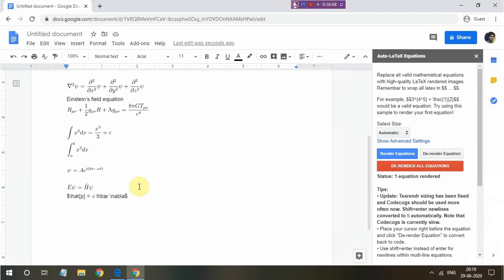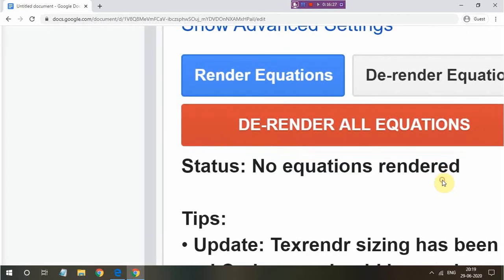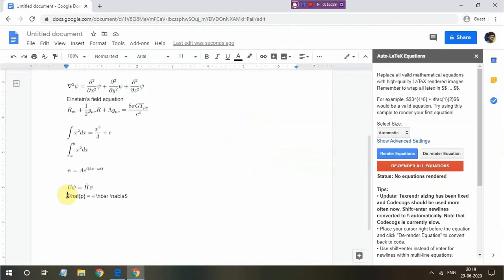Here you should use double dollars, but in some places you will see single dollar symbols, but we are using the auto LaTeX equations extension here. Let's see if this works with single dollar symbols. So no equations rendered, you can see this here, no equations rendered. So here we should always use the double dollar symbol, and it's actually much easier to use this. So I think you should download this extension, auto LaTeX equations.